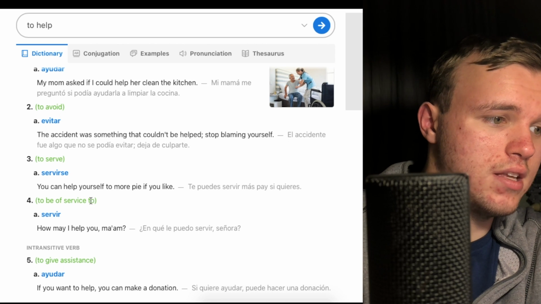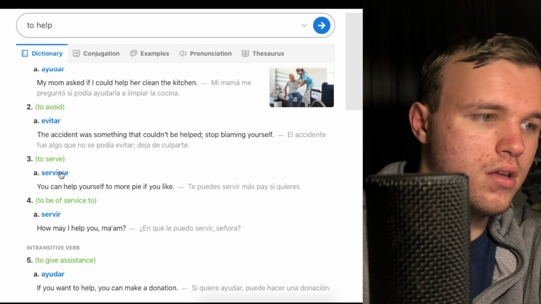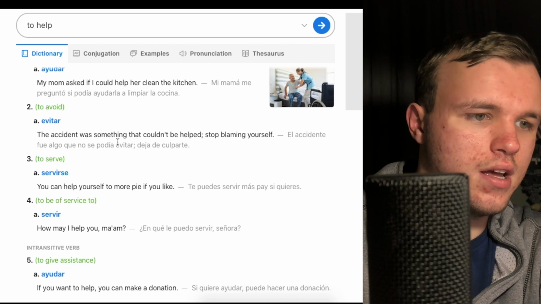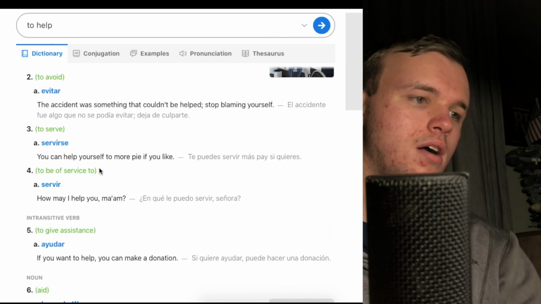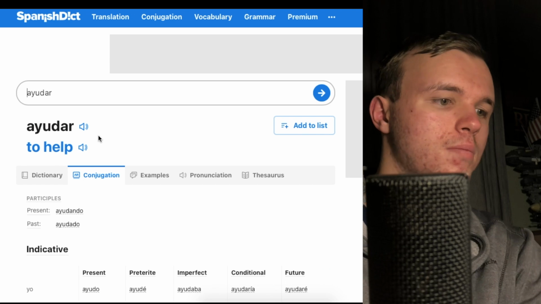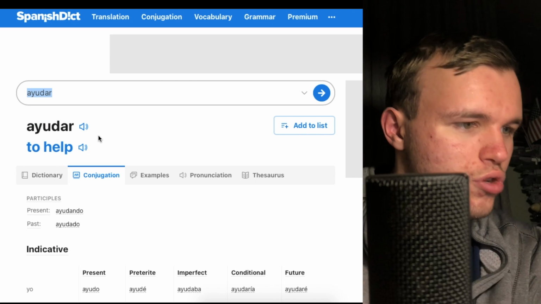So, that's actually a different word. Saber. Evitar. Wait, what? Oh, okay, I see. Anyway, this is helpful. It's like that for every word. They've got that. But here, for verbs, they've got conjugation, which is super helpful.